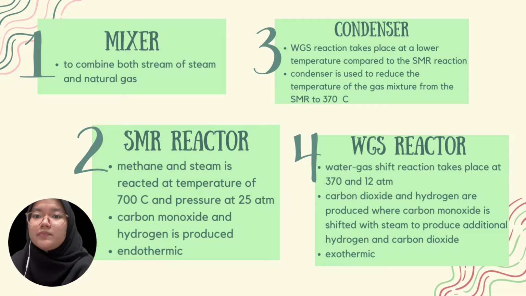Next, the mixture will pass through a condenser since the WGS reaction will take place at a lower temperature compared to the SMR reaction. Hence, the condenser is used to reduce the temperature of the gas mixture from the SMR to 370 degrees Celsius. Next, the mixture will undergo the water-gas shift reaction at 370 degrees Celsius and 12 atm at the WGS reactor. Here, carbon dioxide and hydrogen are produced where carbon monoxide is shifted with steam to produce additional hydrogen and carbon dioxide, and the reaction is exothermic.